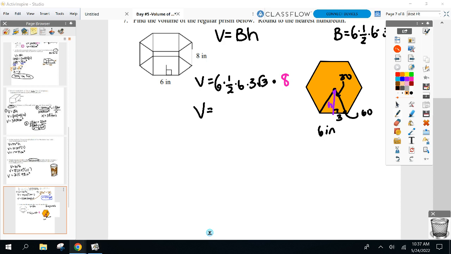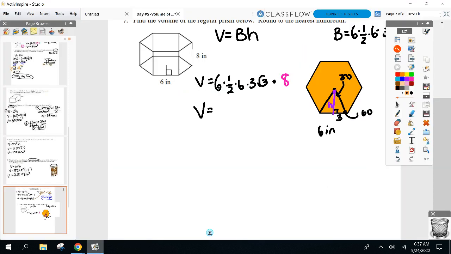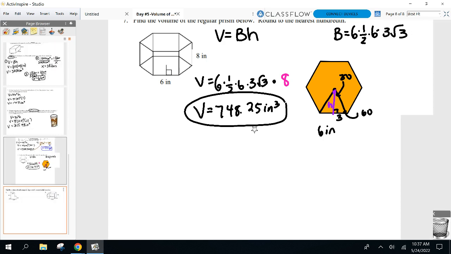What are we going here? 100th? Again, you're up. 100th. Don't skip it tonight. Don't skip it. You know how to find the area of a hexagon. Okay, anything else? Because I'm going to let you do the last 2 on your own.